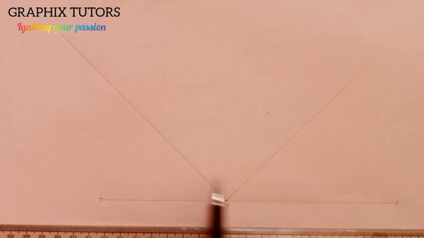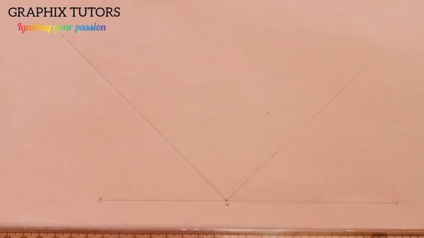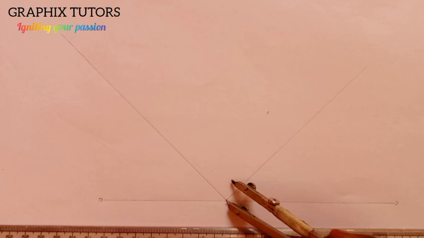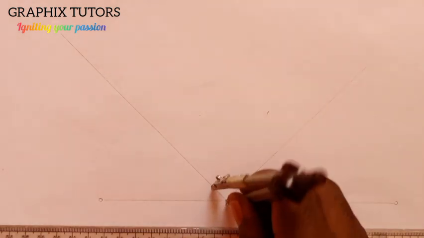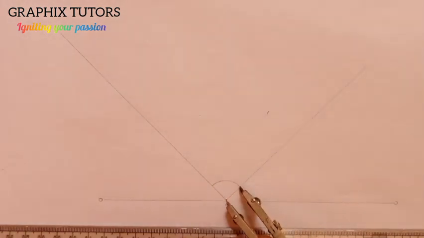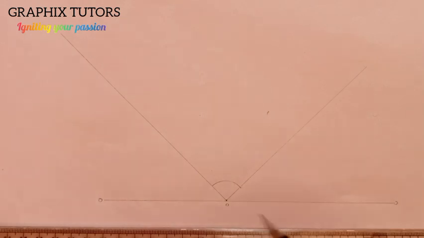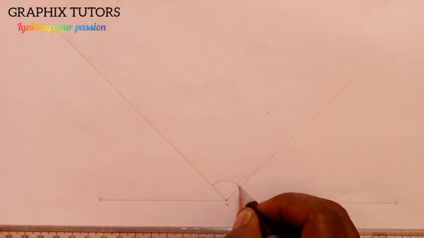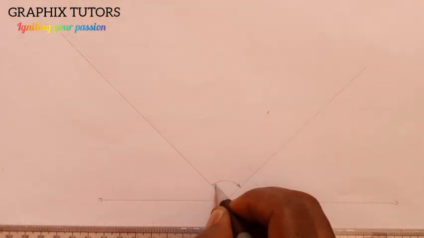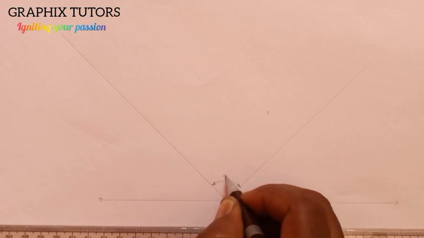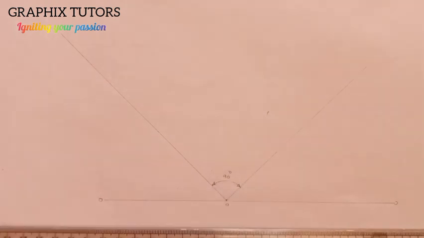So the angle between these two points here is 90 degrees. The angle between here and here is 90 degrees. So we have our angle of 90 degrees.